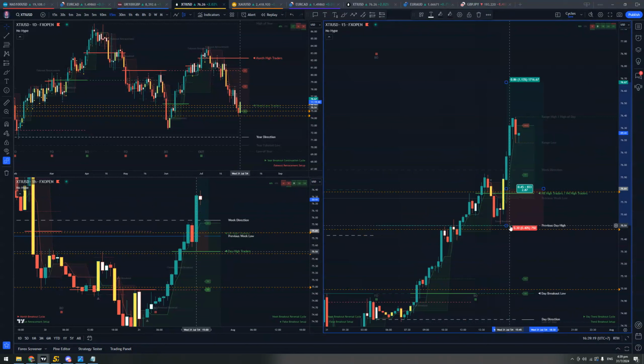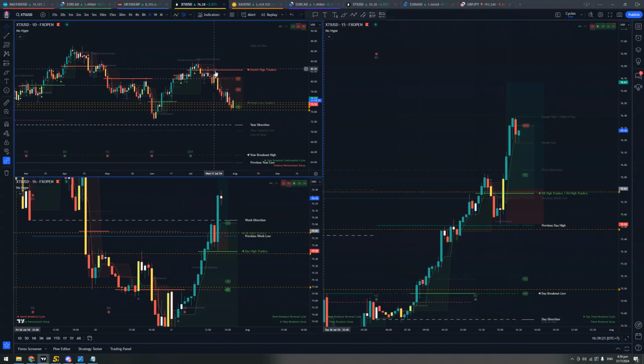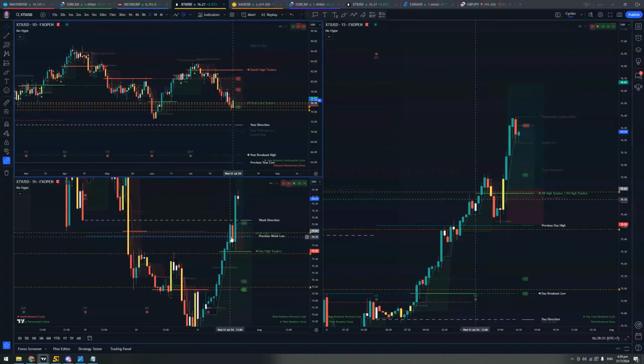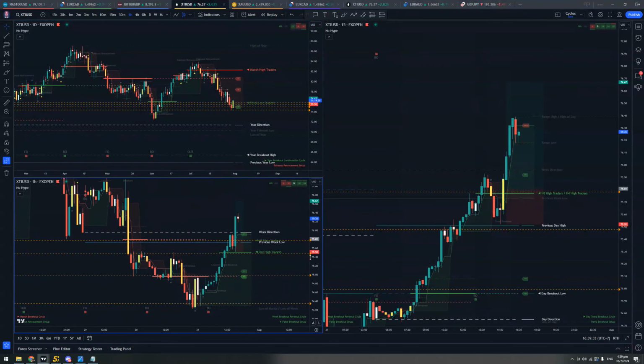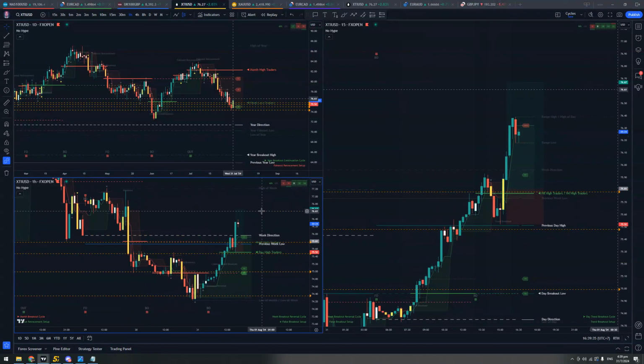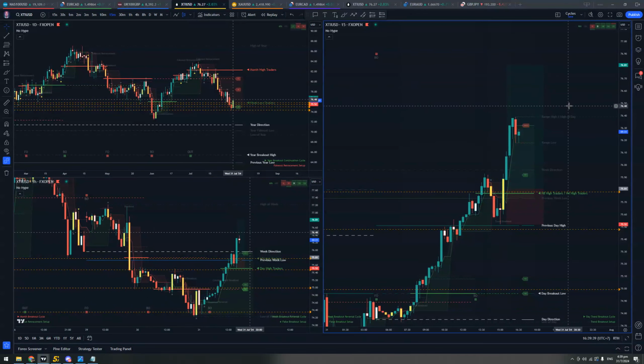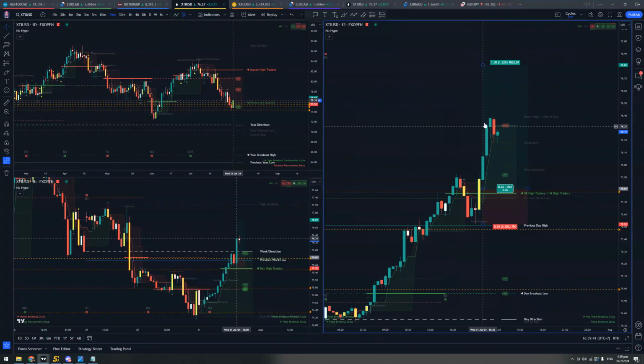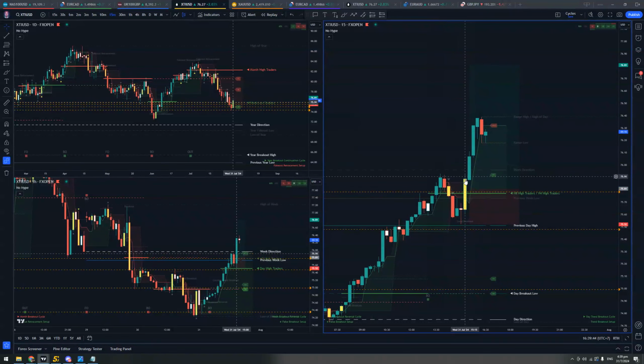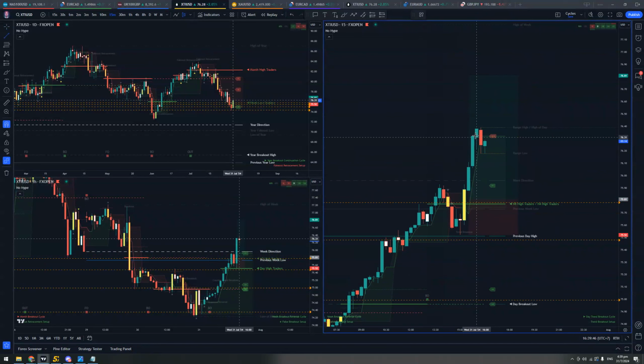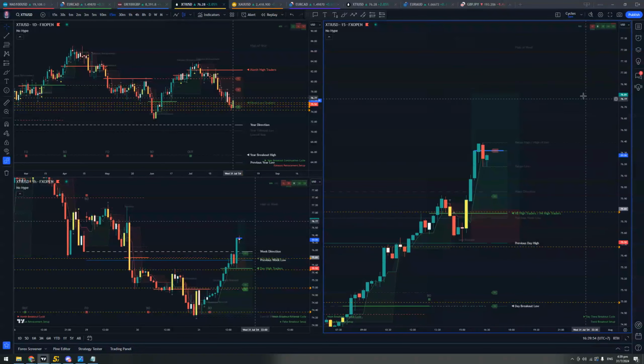Could have had a better entry if I dropped down, but this was a bit of a counter trend, a bit risky because of the monthly and weekly pushing down. But I did see this as a false breakout, and so I'm also trading a false breakout on the weekly. So I'll be taking partials when I get a breakout bar that closes below the breakout level. Otherwise, I'll be holding on to this.